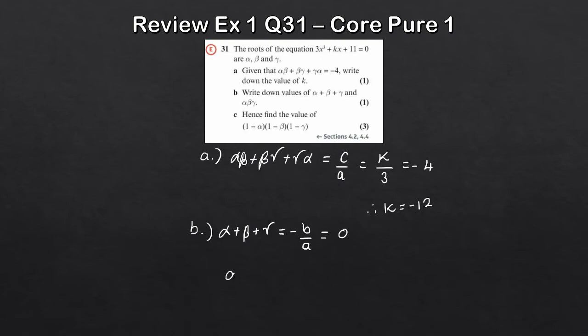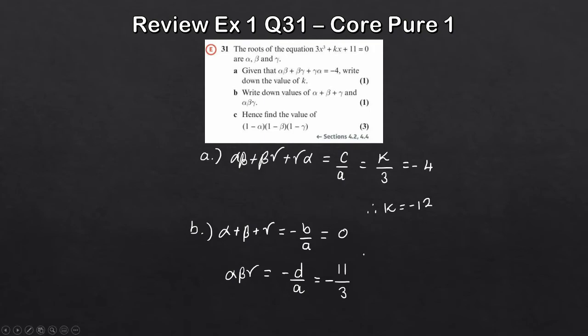Alpha beta gamma. What would that be? Well, that's just going to be minus d over a. So minus d over a. So what's the d here? So that's 11. So in other words, we've got minus 11 over 3. So that's just part B done there.